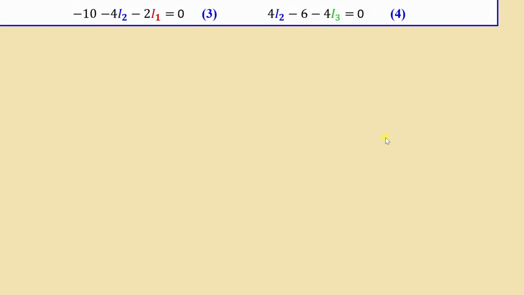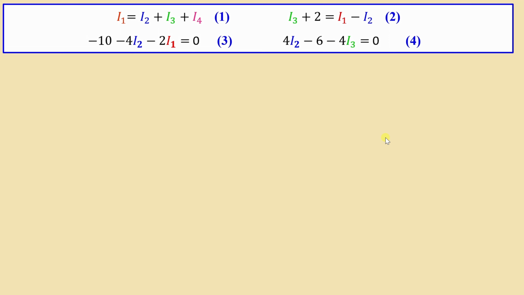After we finish applying Kirchhoff's laws KCL and KVL, we obtained 4 equations with 4 unknowns. Now we only need to solve those equations in order to find I1, I2, I3 and I4.